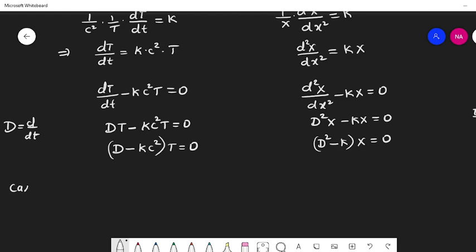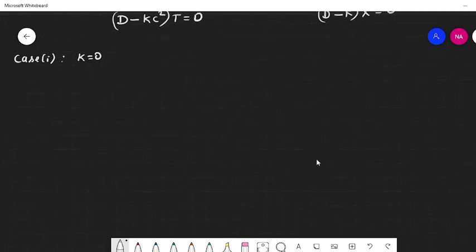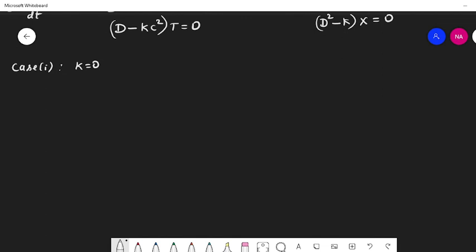Case 1, assume k equal to 0. So assuming k is 0, here you get D into T equal to 0. From that the auxiliary equation is m equal to 0. You get only one root. So obviously capital T will be C1 into e power first root into t. So I get T equal to C1.